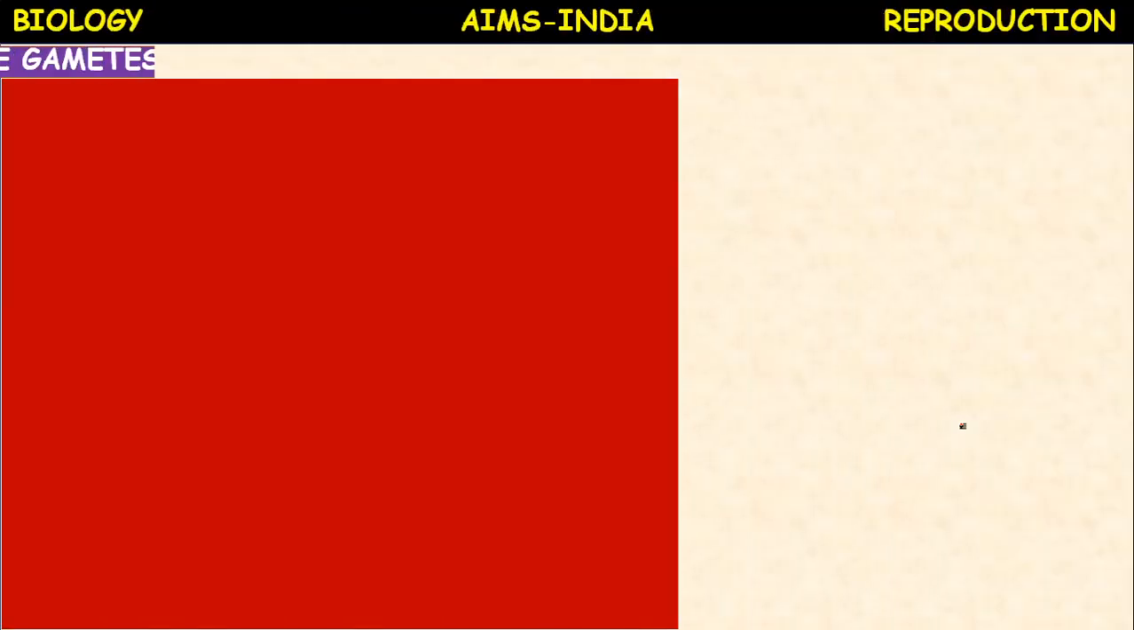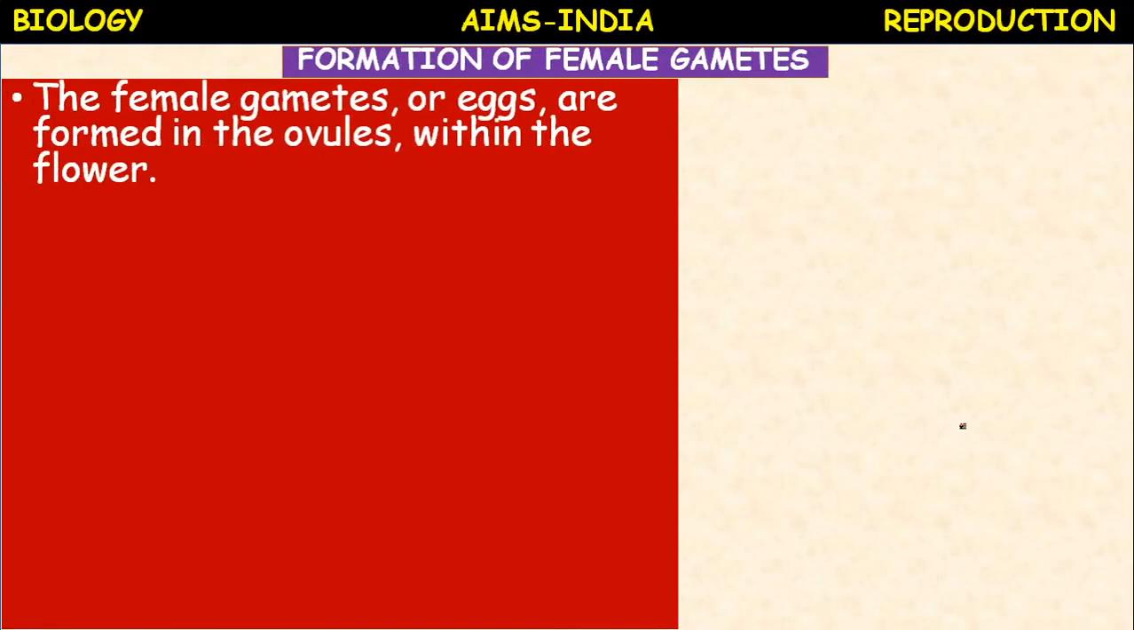Next, formation of female gametes. The female gametes or the eggs are formed in the ovules within the flower. The female reproductive organ, what is that? Pistil. A pistil has a terminal receptive disc-like stigma, a stalk-like style, and a basal swollen ovule-bearing part which is called the ovary.